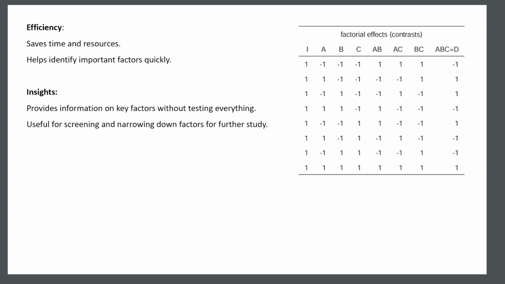Because if you do full factorial, it takes a lot of time and resources. So the fractional factorial design is quick, it saves time, it saves resources, and it helps us to identify the influencing factors very quickly. Then insight: it provides information on key factors without listing everything. As we have ruled out certain factors, now we will be focusing more on the key factors, not the unnecessary factors. And this is for screening and narrowing down.